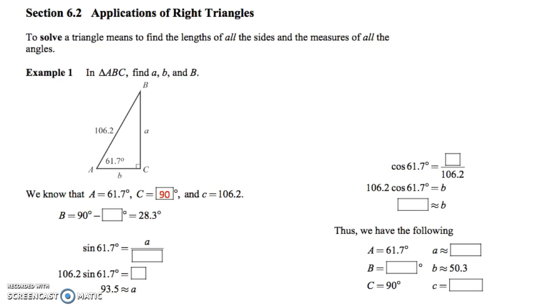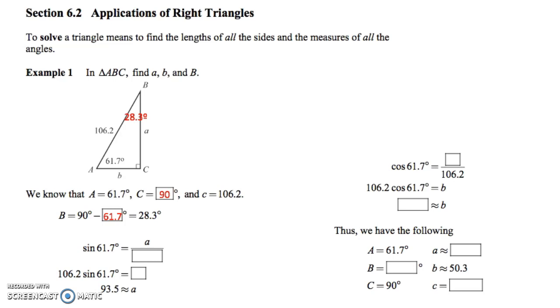And we can find angle B by taking 90 degrees and subtracting 61.7 degrees and obtaining 28.3 degrees. Because we know that 180 degrees are in a triangle, and we know that one of them is 90, so the other two in combination also must be 90 degrees.